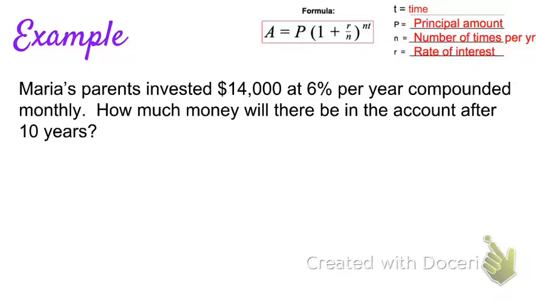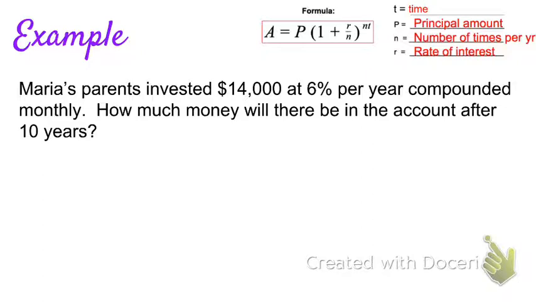So this type of exponential growth takes into account how many times you are compounding that interest, how many times you are adding and calculating interest and adding it back to the principal amount that you have invested. So what I like to do, I'm going to be using this formula for compound interest, and I am going to identify what T, P, N, and R are, and then I'm going to substitute them into the formula.